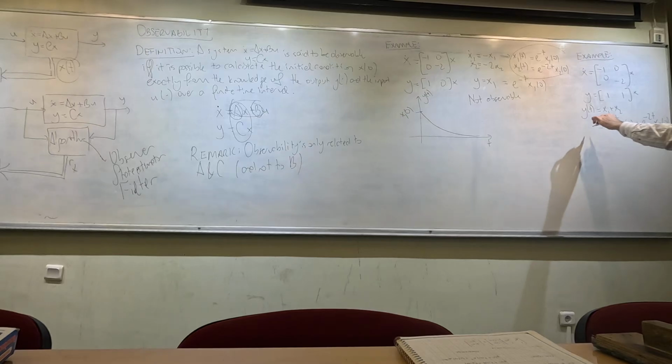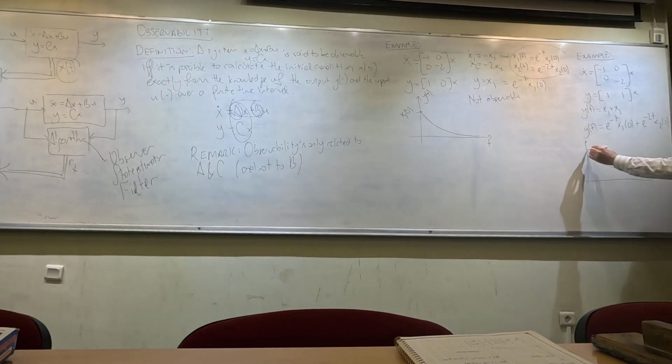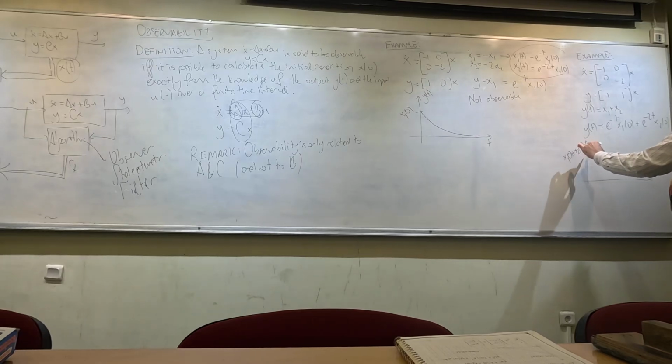Okay? So we see that the output is again going to be a decaying exponential, because both of these terms are decaying. There might be some initial transients, but still it's going to decay to 0. So I will try to draw it once more as a decaying exponential. What is the initial value of the output? This is going to be x1 0 plus x2 0, okay?